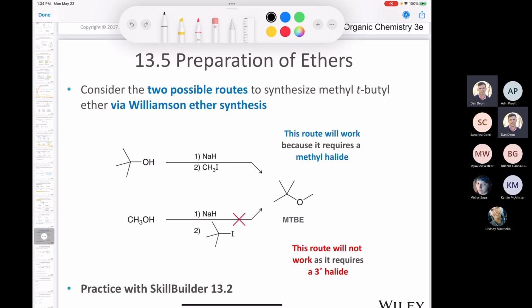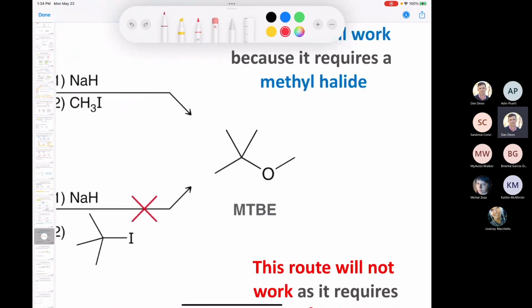Well, there's two possible ways that you could make this by a Williamson ether synthesis. You could either cleave this bond, or you could cleave this bond. Either way, one of them. So what I'm saying is if you cleaved the blue bond, then you'd be starting with this alkoxide. And if you cleave the red bond, then you'd be starting with this alkoxide.